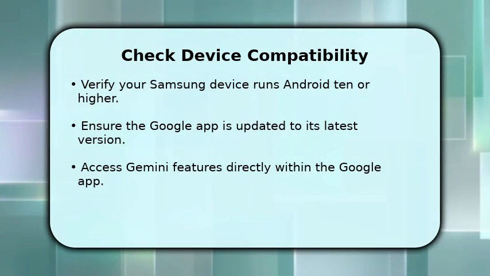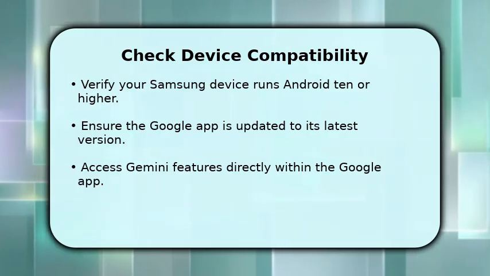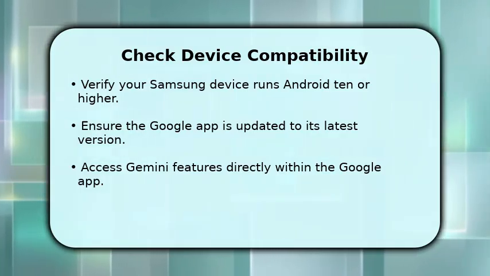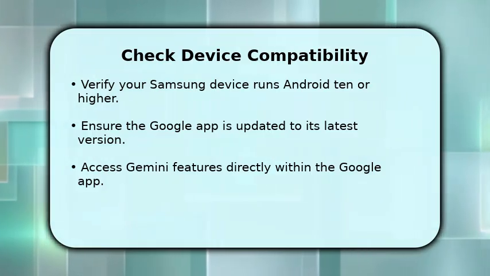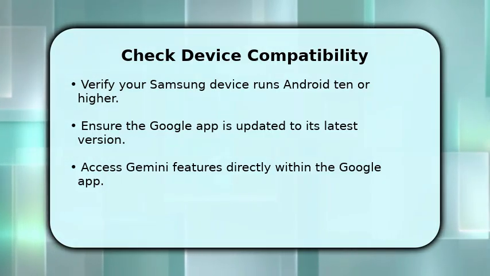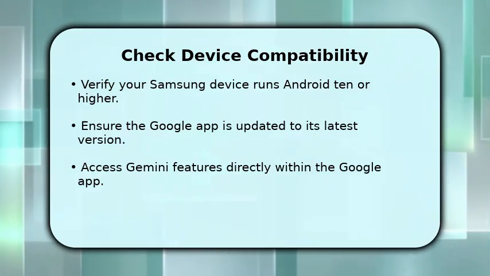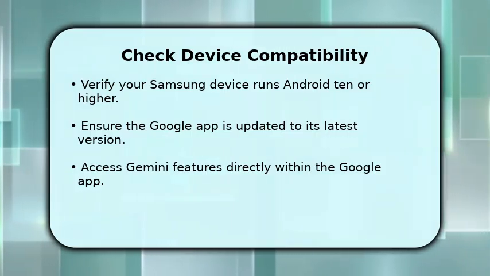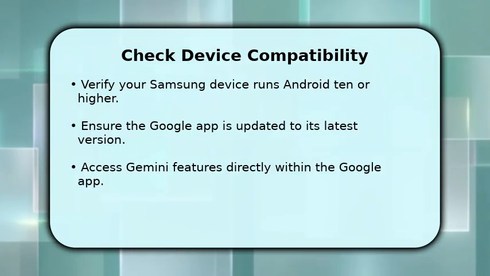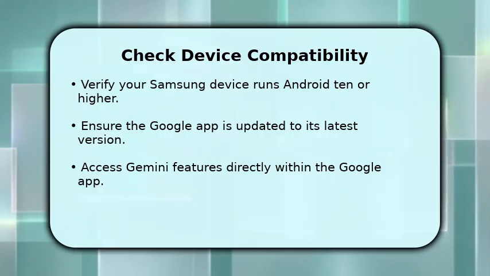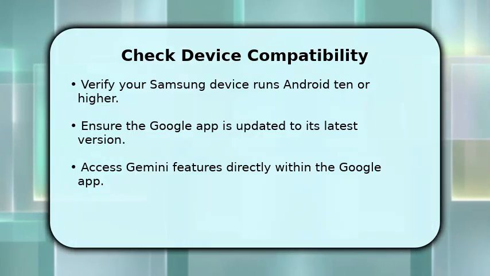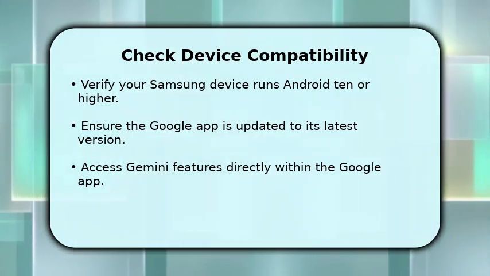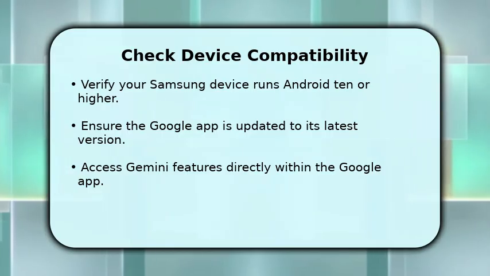To begin, confirm your Samsung device is running Android version 10 or a more recent iteration. This is a crucial first step for accessing Gemini's advanced features. Next, open the Google Play Store and search for the Google app to ensure it is fully updated. Many Gemini functionalities are integrated directly into this core Google application. Keeping it current guarantees you have the newest capabilities and a smooth user experience.